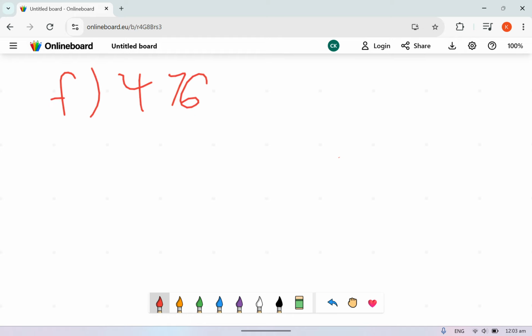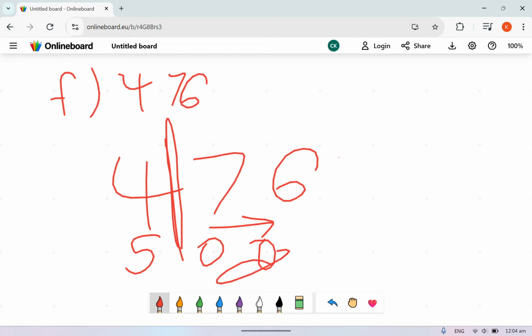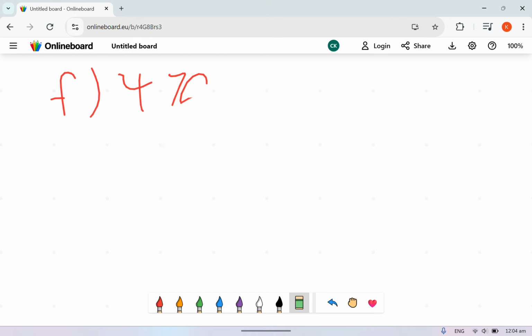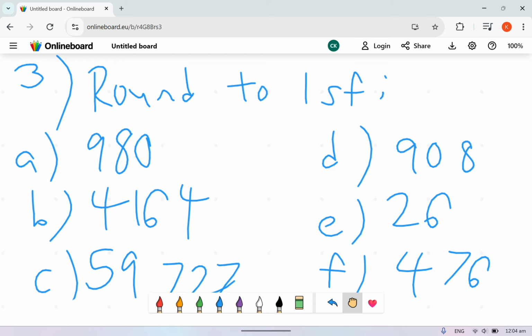476, this is extremely simple as well. This one is to the right, so this one turns to 500. Okay, I'm just speeding through questions at this point. Okay, now this is gonna be your question 3. Now, I'm just gonna do something very menacing. I'm gonna do this. Okay, but don't worry, I'll switch it up for y'all.